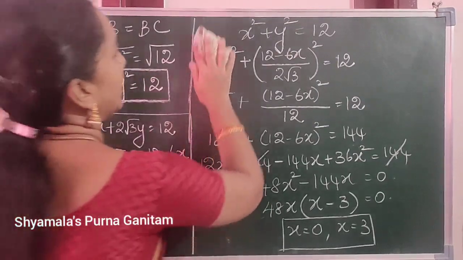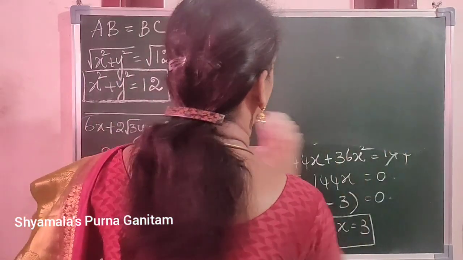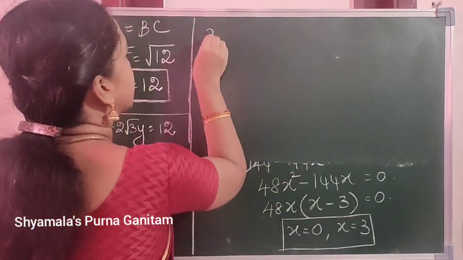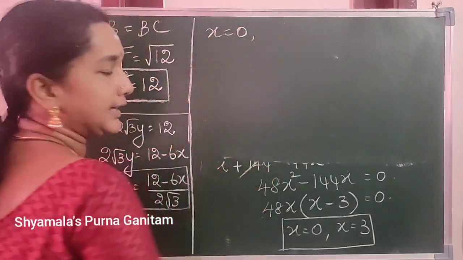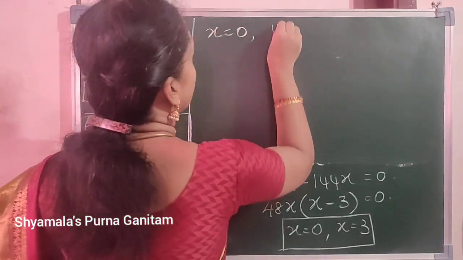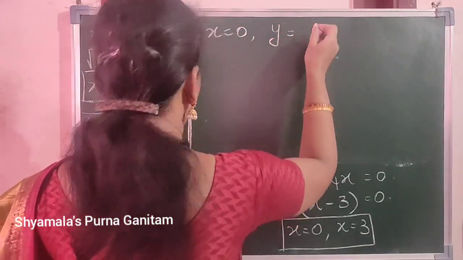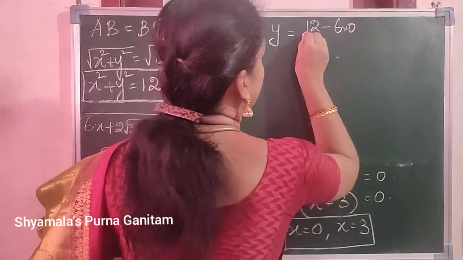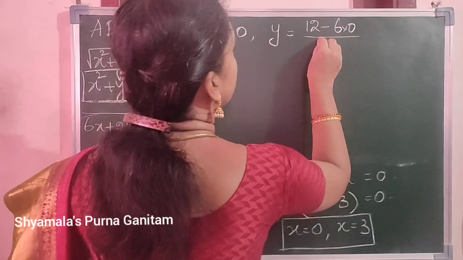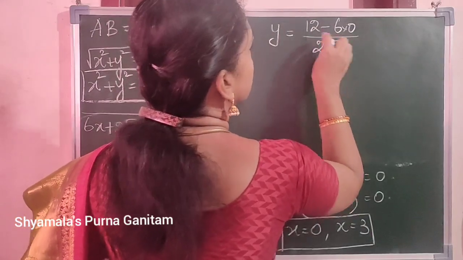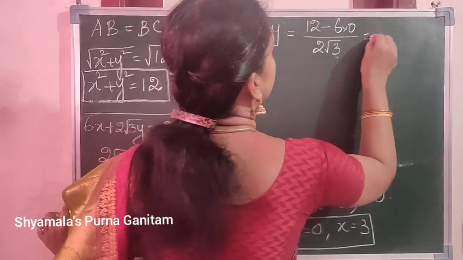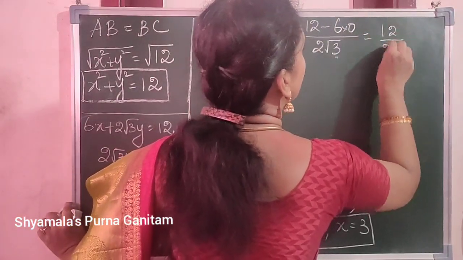That is how I'll be getting it, I will show you. Listen. So this one, first I will take x is equal to 0. If I take x is equal to 0, what will be my y? y is equal to 12 minus 6 into 0. Here only I have x into 0 by 2 root 3. So 12 minus 0 is 12. So this will be 12 by 2 root 3.